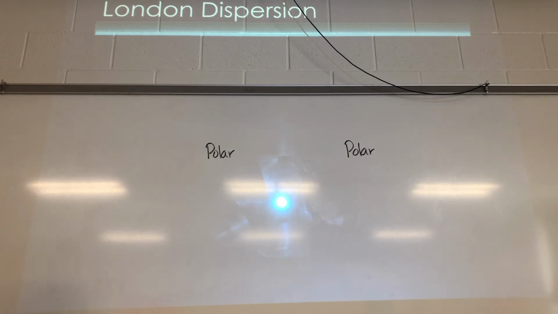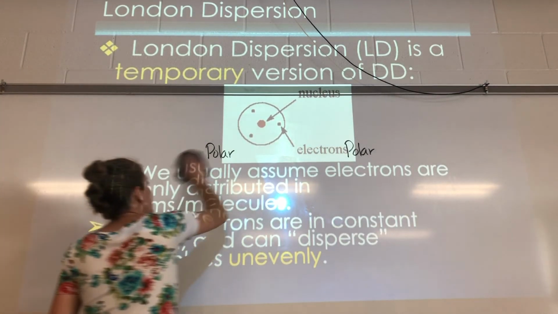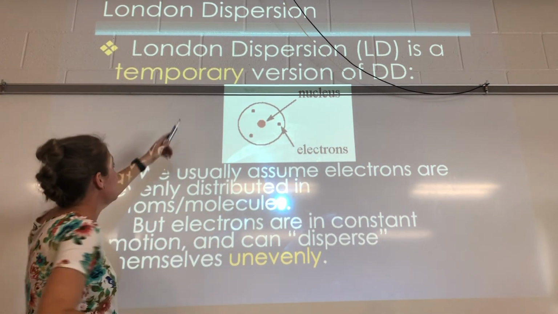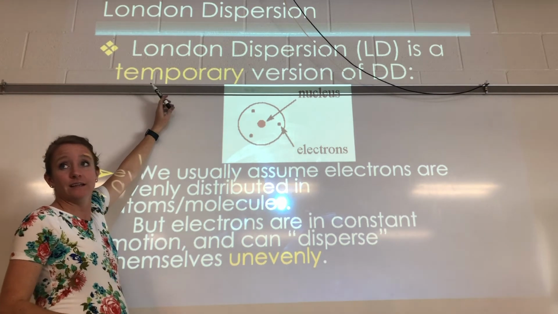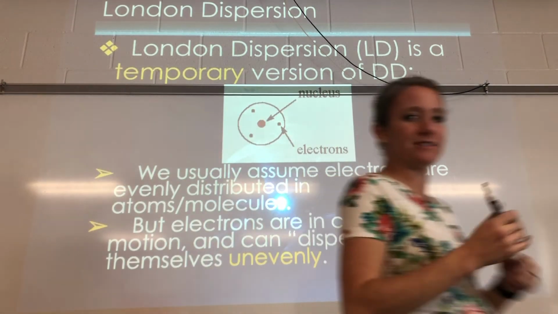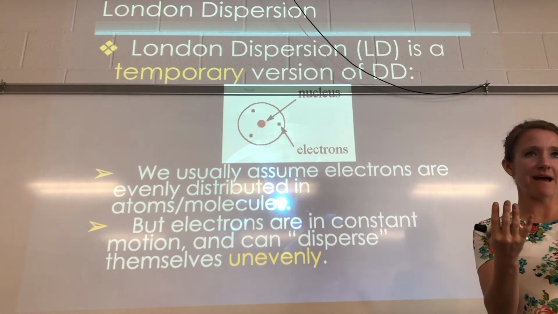The second type of force that we have is known as a London dispersion force. Now, first off, recognize this keyword here, temporary. A London dispersion is a temporary magnet. Being that it's only temporary, would you say it's stronger or weaker than the dipole force? It's weaker, right? Because it's not a permanent magnet. Dipoles are permanent magnets. London are temporary magnets.